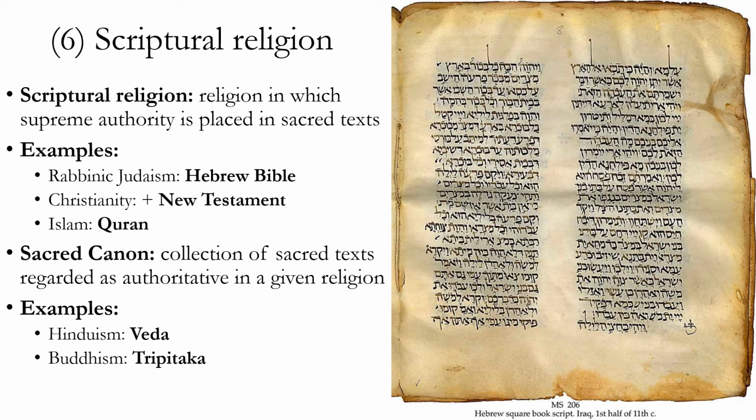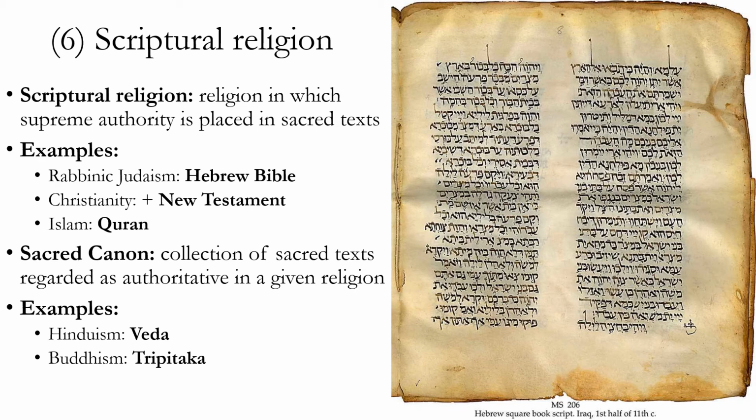A sixth type of religion is scriptural religion. And this is religion based on sacred texts. Now, many religions have sacred texts, but they're generally only classified as scriptural religions if they place supreme authority or a high degree of authority and emphasis upon the teachings of those texts, as opposed to also believing there are traditions outside the text that are very important.